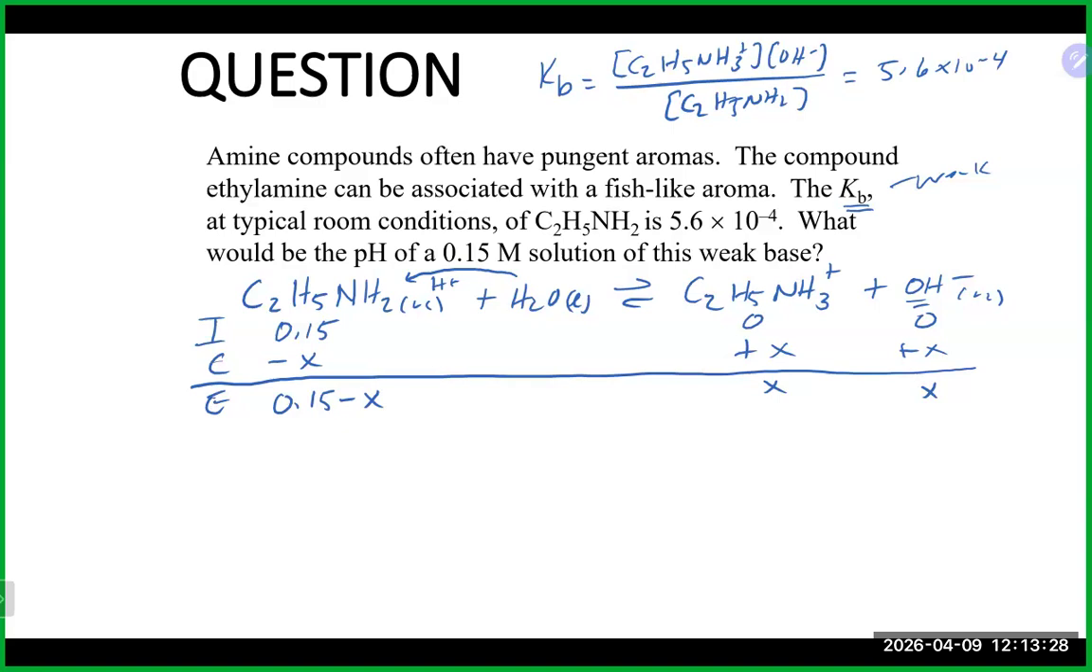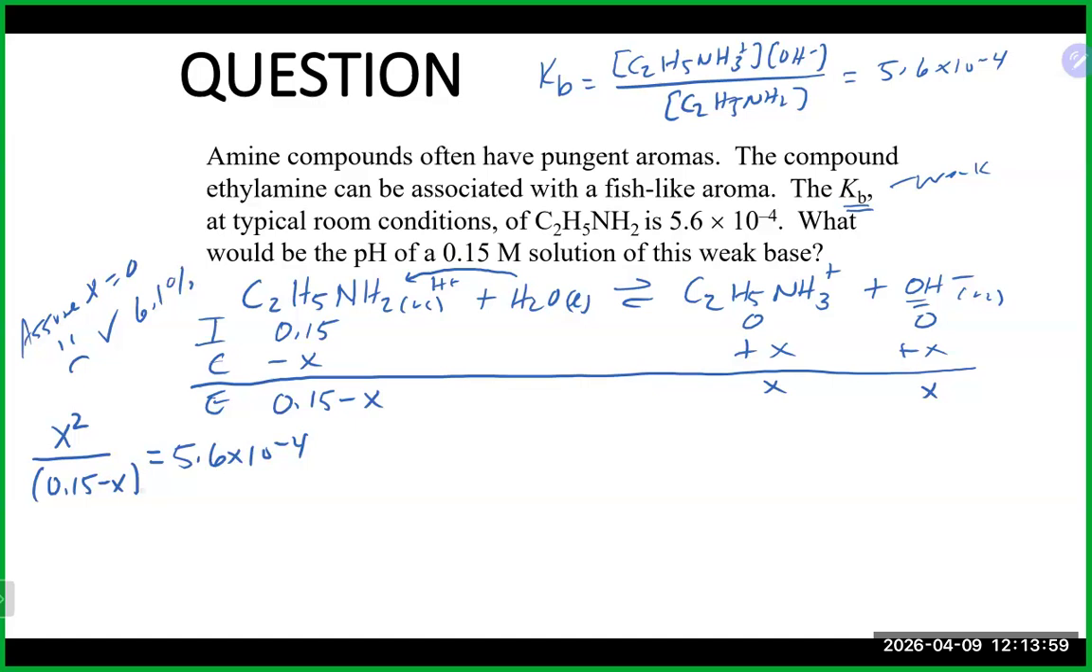Any questions on that? We're going to go into our expression up on top, which gives us x squared divided by 0.15 minus x equals 5.6 times 10 to the minus 4. It is a small value of K, so you can't assume x is equal to 0. And if you check it, it's a very sad day today. That's a 6.1% error here. Nothing good going on.